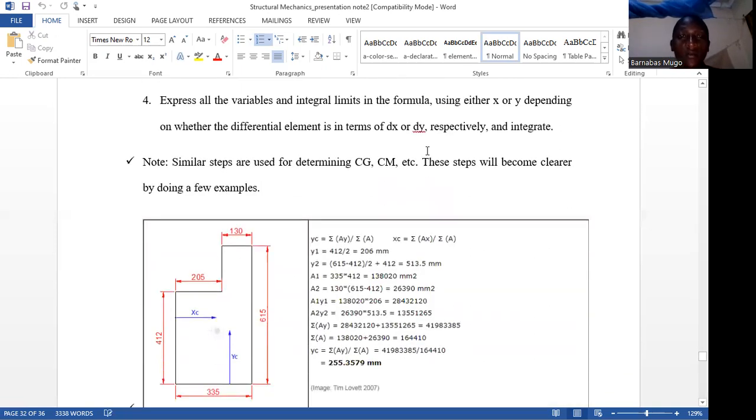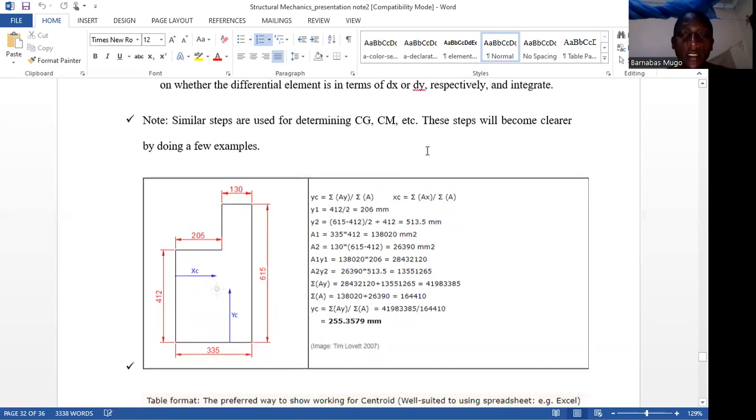I think this one you can do with your lecturer. So this is one of the examples that we need to use in calculation. Here you are required to calculate the centroid of this figure. And this is a regular figure, as you can see.